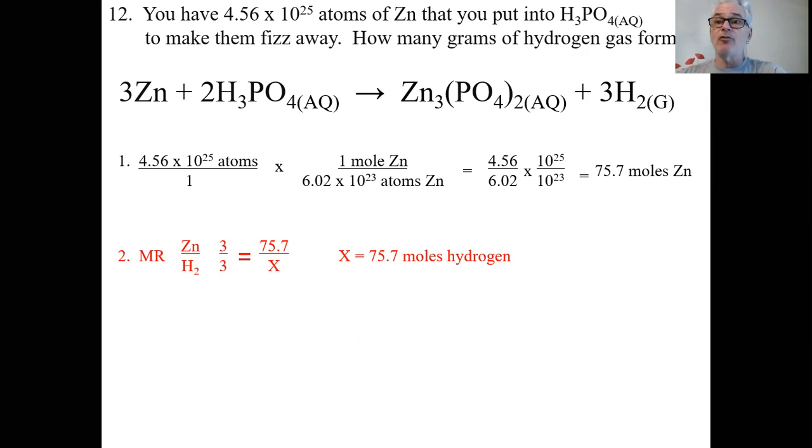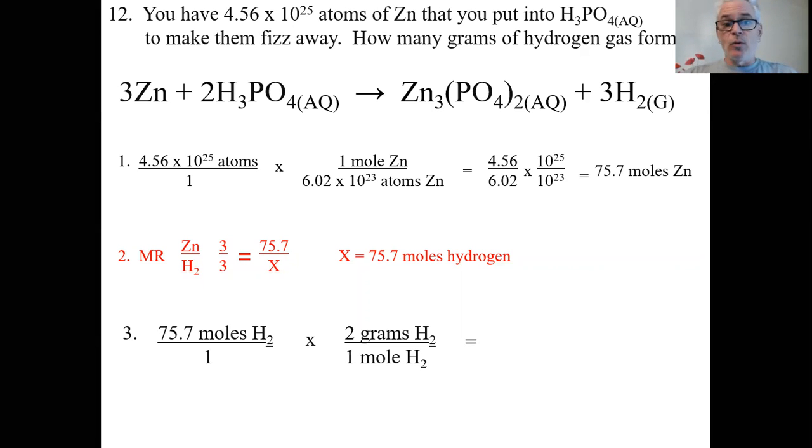And the molar mass of hydrogen is 2 grams per mole. So we move the 75.7 moles of hydrogen over 1. We're going to multiply it now by the molar mass, which is 2 grams of hydrogen. It's H2. And when we cancel out the moles, we get, with 3 significant figures, exactly 151 grams of hydrogen.